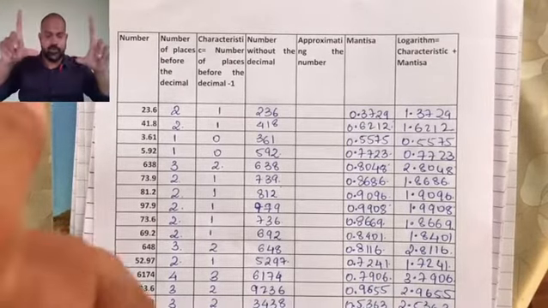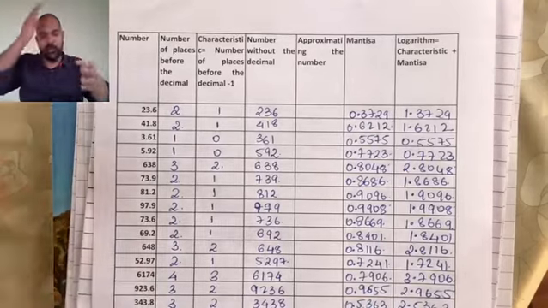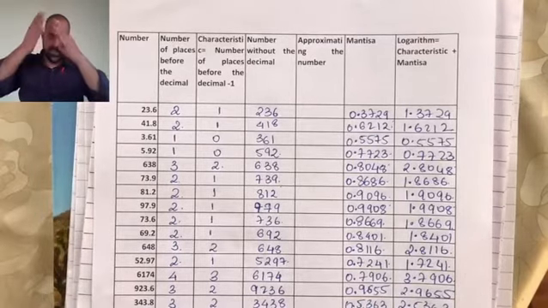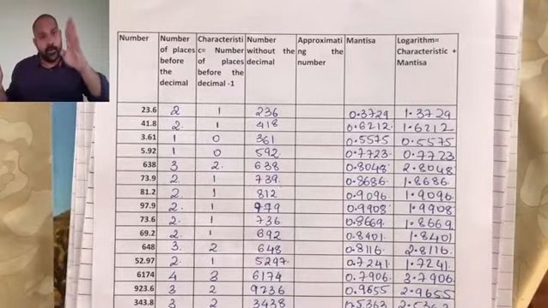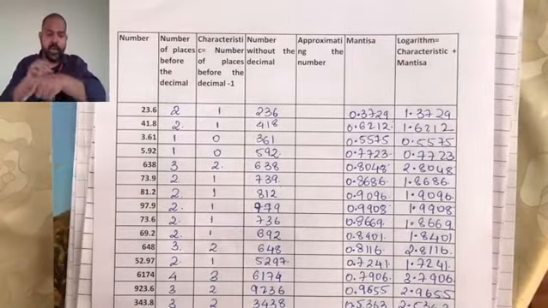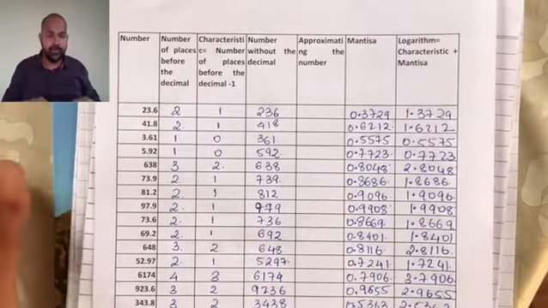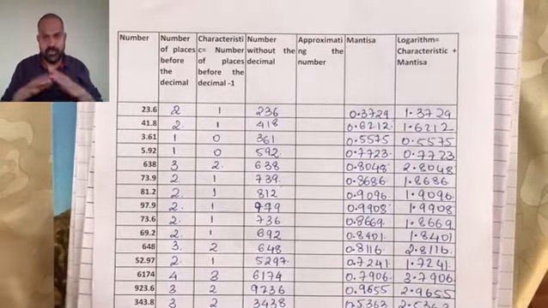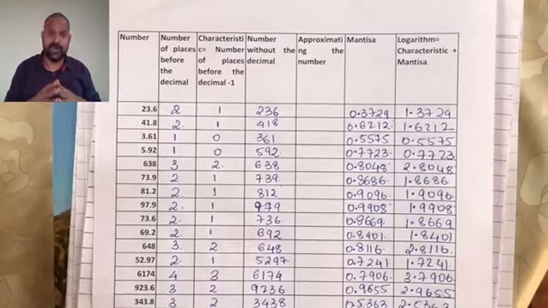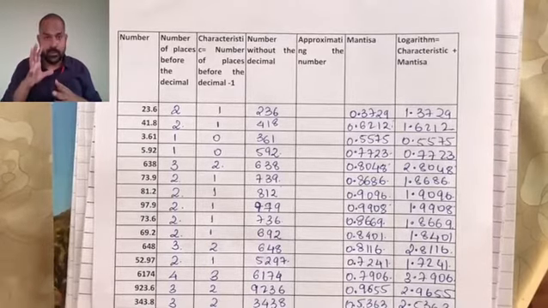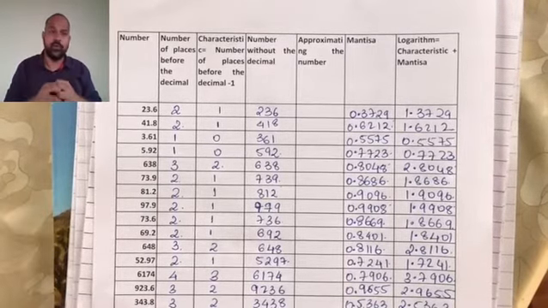The number is given to you. When now I have to take a log, I will look at the number of places before the decimal, minus 1 is the characteristic. Look at the number without the decimal, look for the mantissa, put a decimal and then write down the mantissa. And this is how you take a log. I want you to make sure that you thoroughly practice and get a grip of how to take a log.